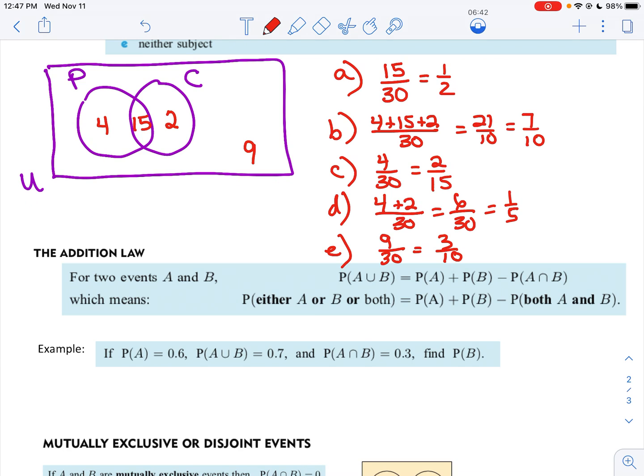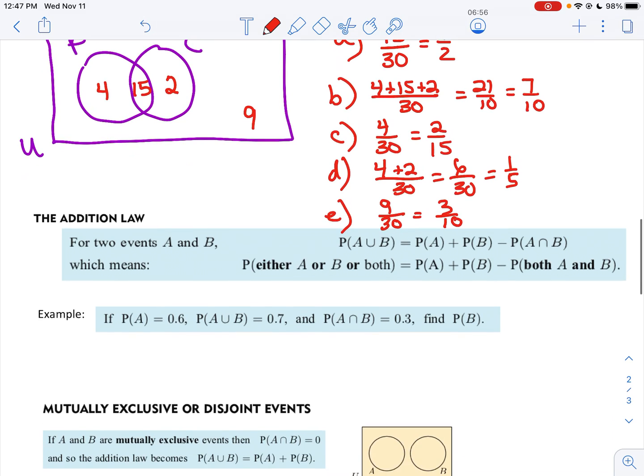All right, we have the addition law. For 2 events, A and B, the probability of A union B equals the probability of A plus the probability of B minus the probability of A intersect B, which in other words means the probability of either A or B or both equals the probability of A plus the probability of B minus the probability of both A and B. So here's an example.